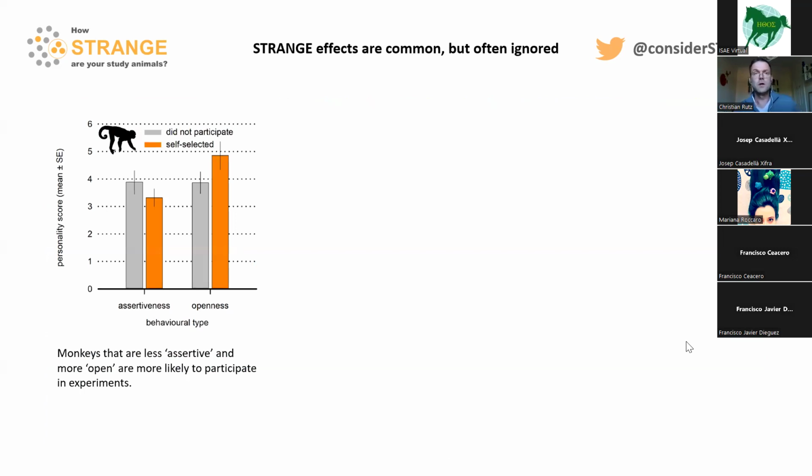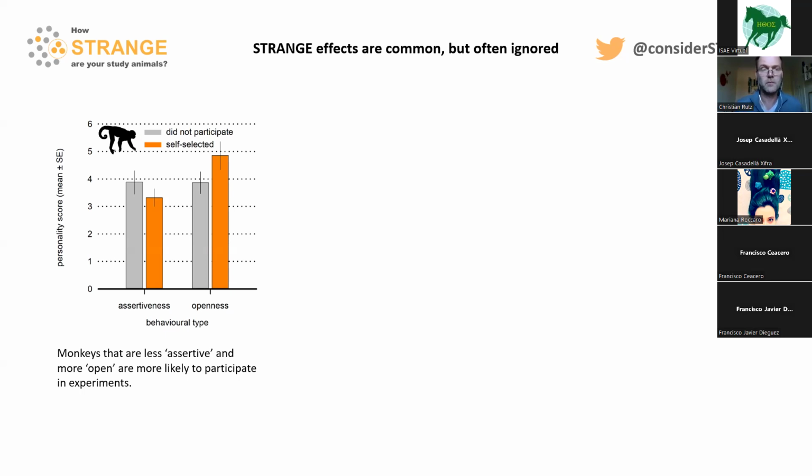I want to give you a couple of examples to explain what exactly we mean by these seven factors. And it's important to note at the outset that the studies I highlight here actually set out to illustrate these effects. So they didn't trap into a STRANGE pitfall or anything. They were well-designed studies that were looking to demonstrate these effects.